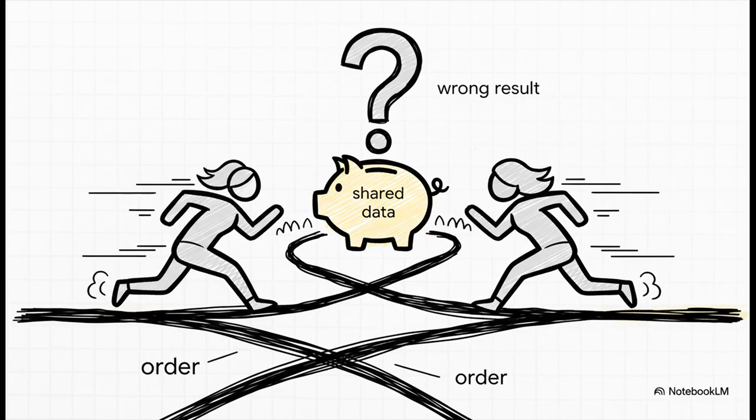Imagine two processes try to update your bank balance at the same time. One wants to deposit 100, the other wants to withdraw 50. Depending on the exact unpredictable order they run in, you could end up with a completely wrong balance. It's pure chaos, where the result depends entirely on who wins the race.